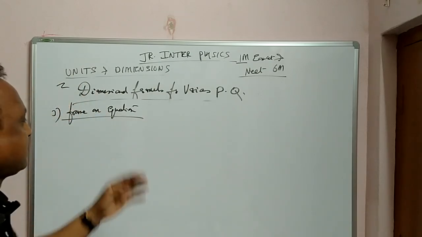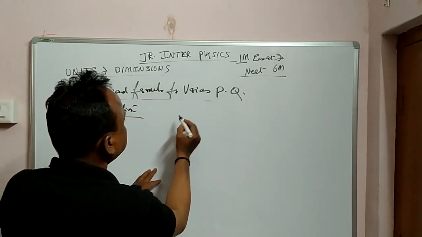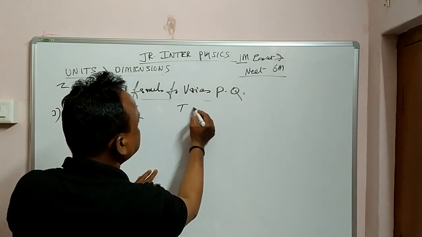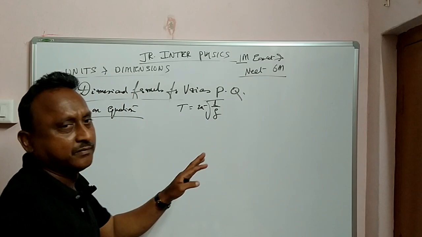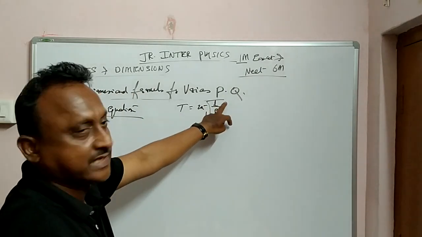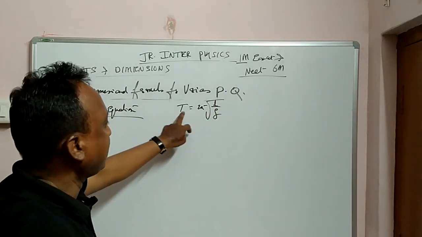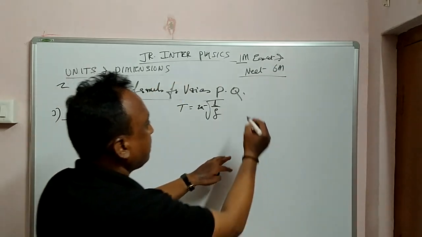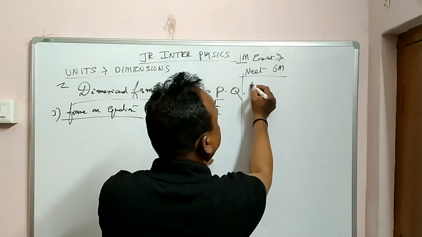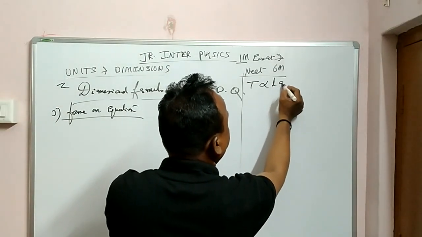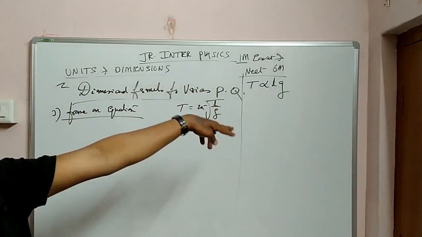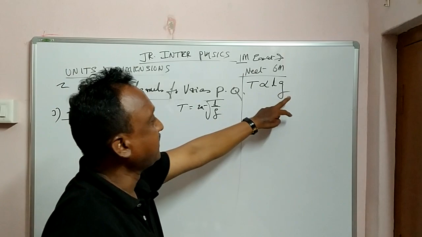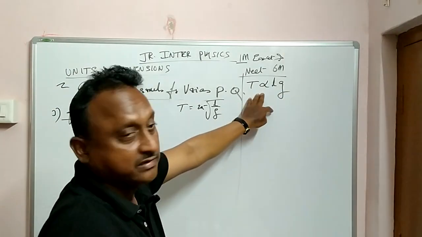For example, we will see a small thing. We all know time period is equal to 2 pi into root over L by g for a simple pendulum. Here 2 pi is a constant, L is length, g is acceleration due to gravity, T is time period. For such problems, what you will get in exam is T proportional to L comma g. They will be giving like this. And you will be asked to frame an equation, given terms and physical quantities.